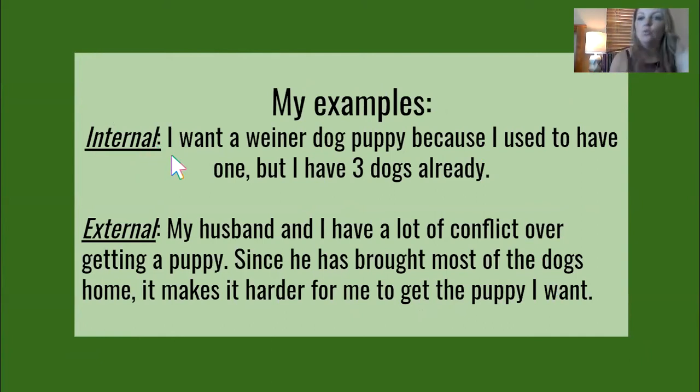So I want a little wiener dog puppy. Okay, I used to have one, but I have 3 dogs already. So you can see where that's like an internal conflict that I deal with all the time. So I have 4 kids as well, and we have 3 pretty big dogs. So that's kind of one of those, I wrestle with it, I struggle with it. There's really not a lot I can do about it right now, but it's still a struggle because I would love to go out and get myself a little wiener dog puppy and make myself happy.